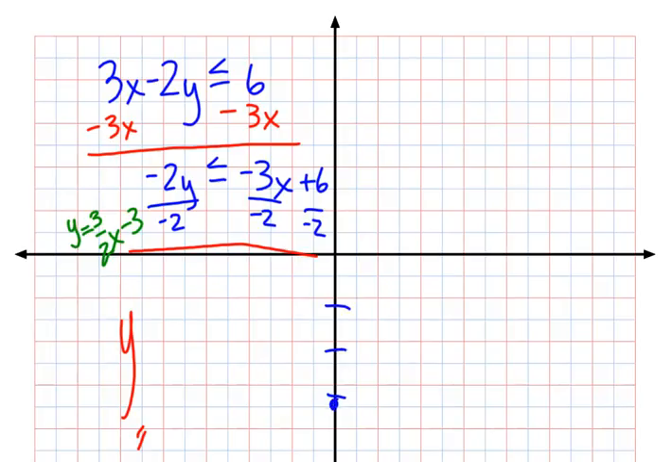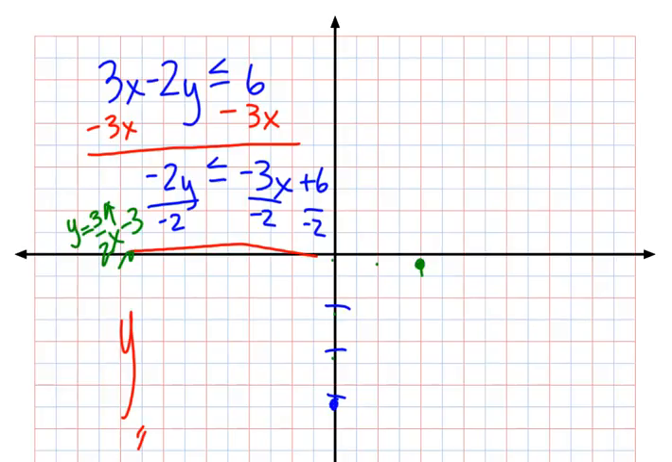So put a dot. And then we follow the slope, 3 over 2. 3 is our rise, 2 is our run. So from that point, I'm going to go up 3. 1, 2, 3, and over 2. 1, 2, and put a dot.